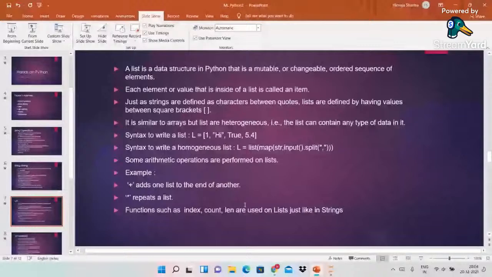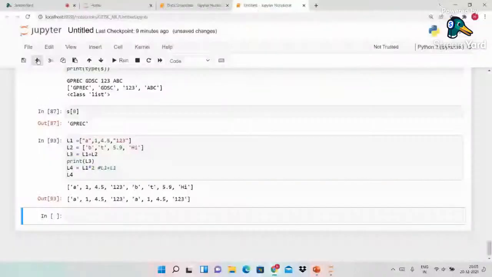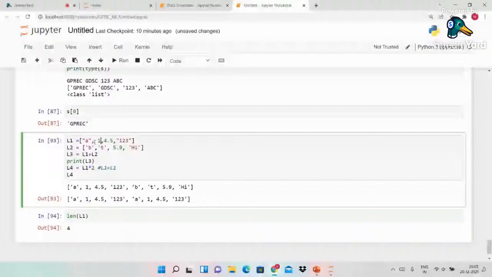If you want the previous class's video, it's available on YouTube. You can just go and check it out again, okay? And you can try the length, L1. So now the length function on a list refers to the number of items. How many items do we have here? We have 4 items. So its length is 4. Okay. Quite simple.